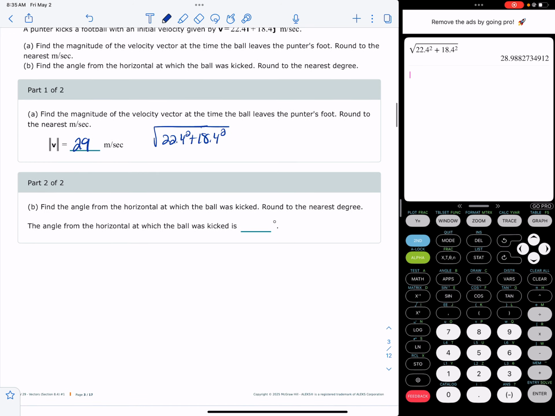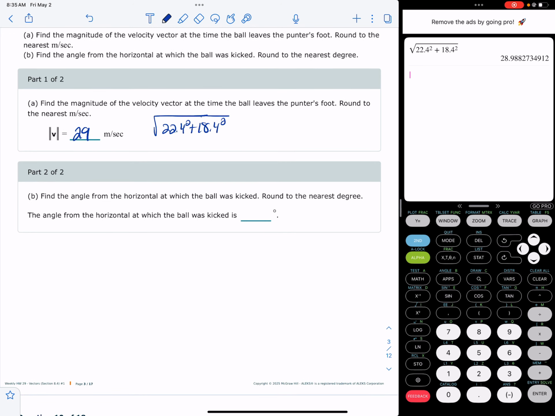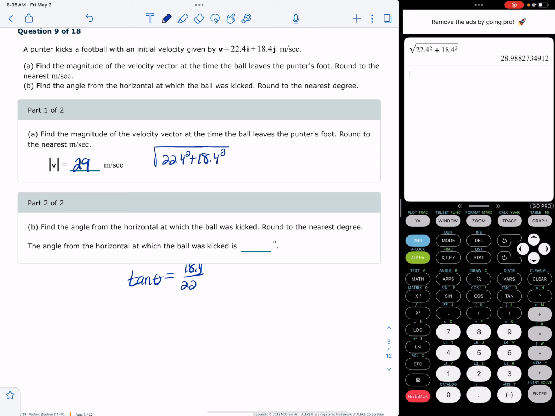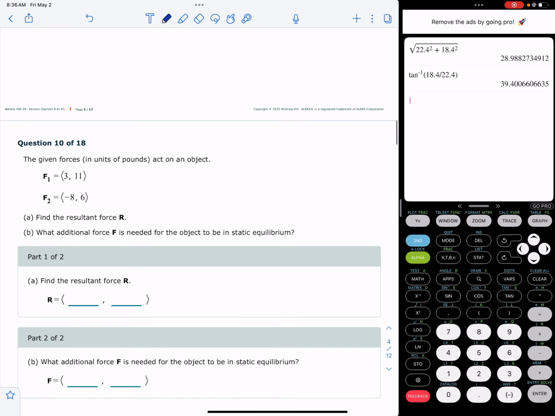Find the angle. So the tangent of theta would be 18.4 over 22.4. And the nearest whole number would be 39.